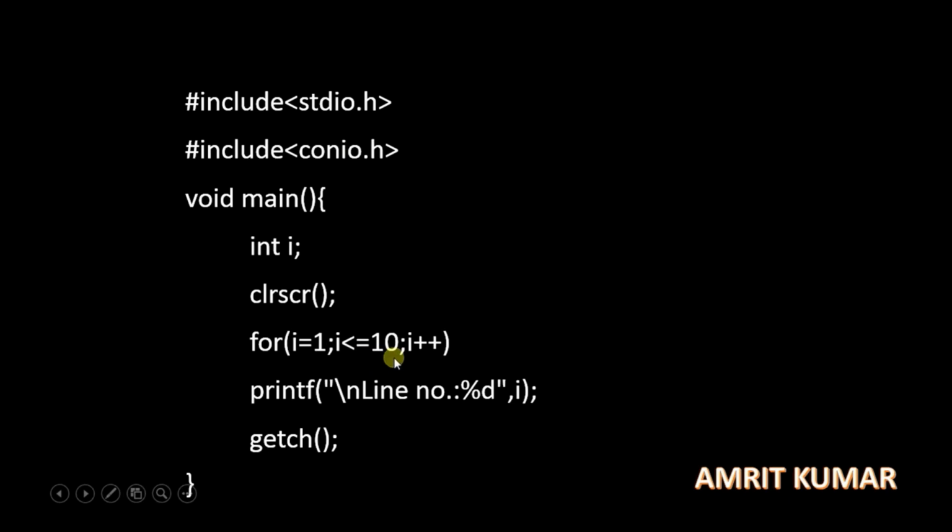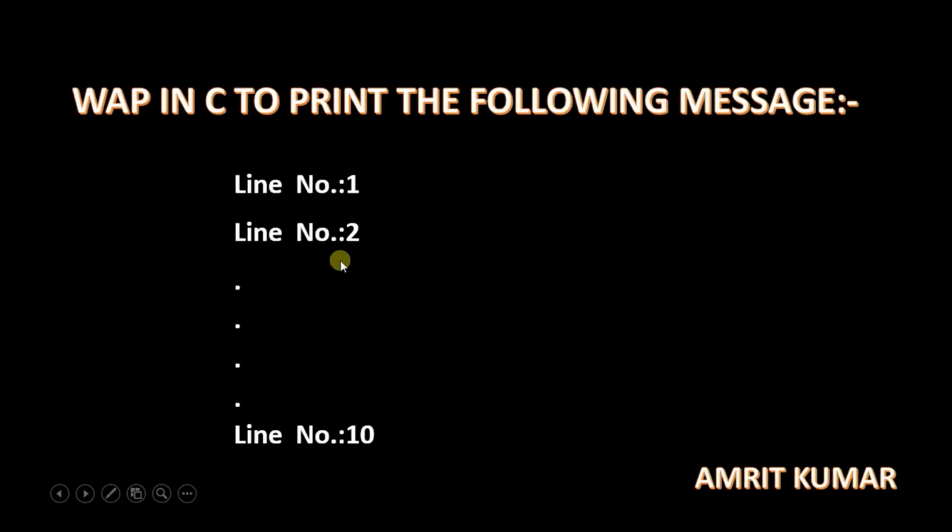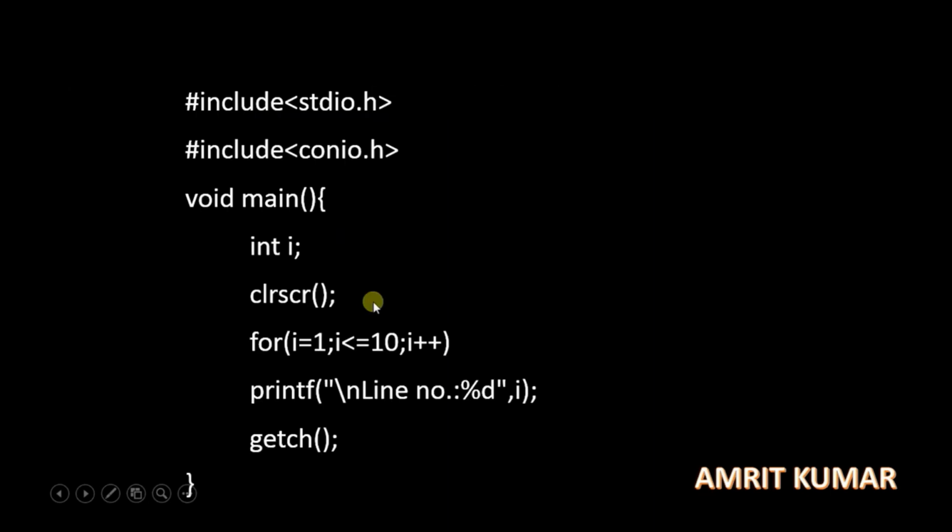The condition is true. So what I have told you, if the condition is true, then this statement is going to execute. Okay, and whatever the value of i is here, that will be printed here with this format specifier. So here the i value is 1. Therefore, line number 1 will be printed on the screen. So you can see line number 1 has been printed. And in a similar way, after this execution, it will go here.